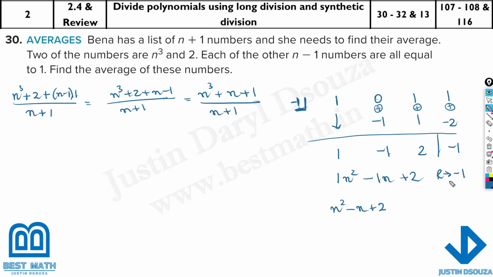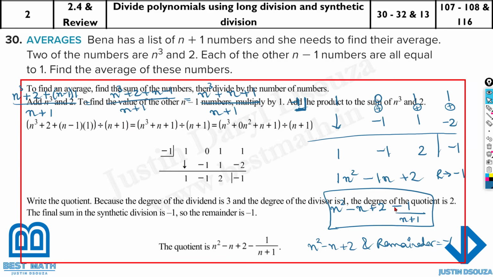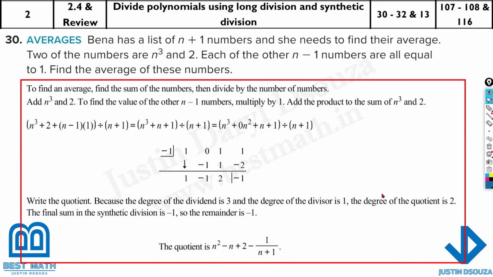And then what we write is the remainder. That's minus 1. But just writing minus 1 is wrong. Remainder divided by the divisor. What was the divisor? n plus 1. So this would be the final answer. That will be the more appropriate way to write it. Also, you can write it like this as well: n squared minus n plus 2, and the remainder is equal to minus 1. That is also fine, but it's a better way to write it like this, which I have encircled. You can see the final answer here as well. They have written n squared minus n plus 2 minus 1 by n plus 1. So that's how we write it.